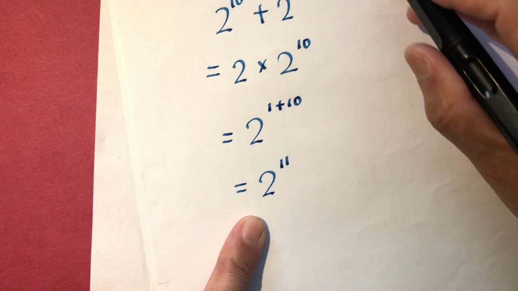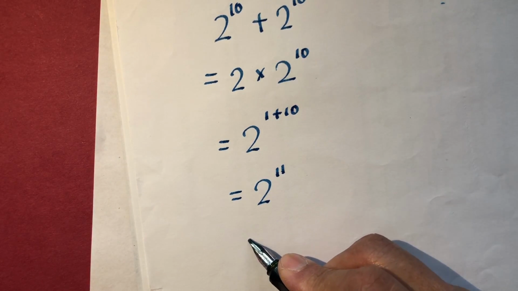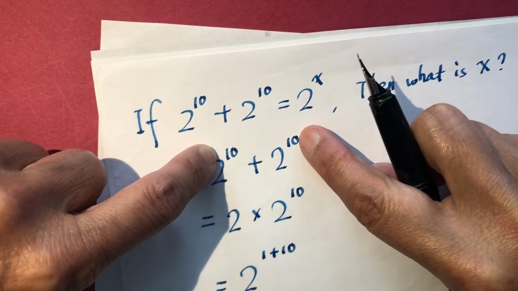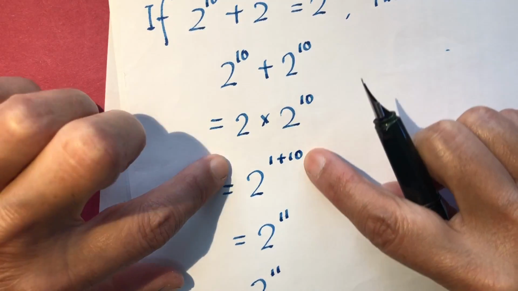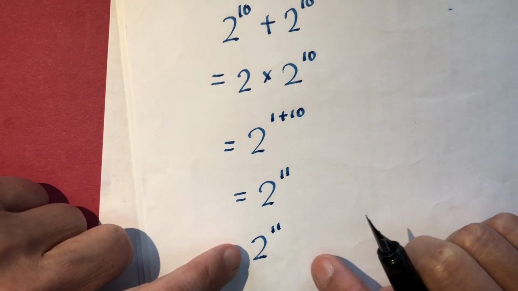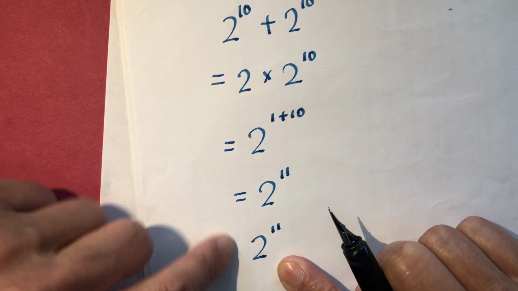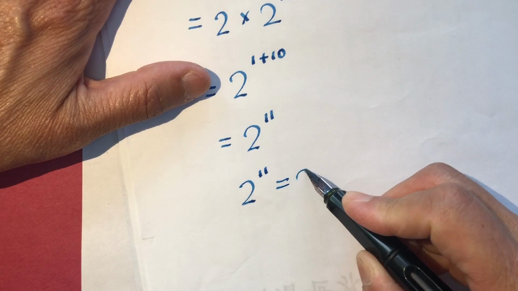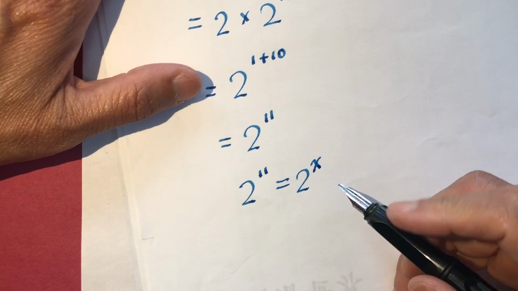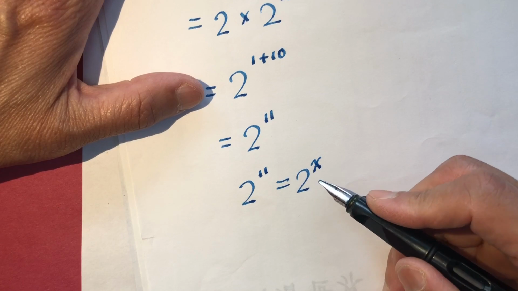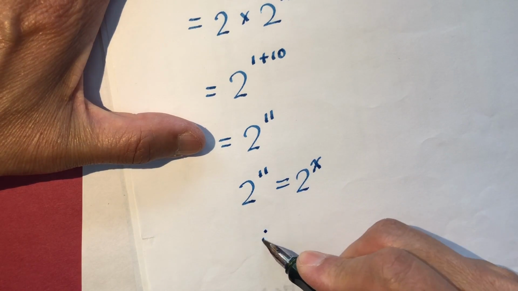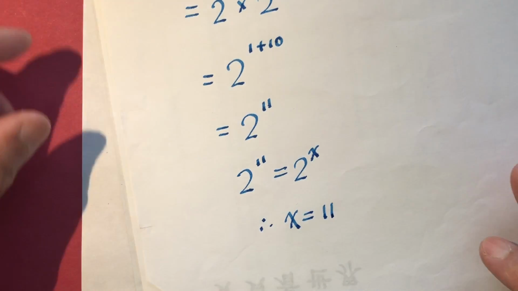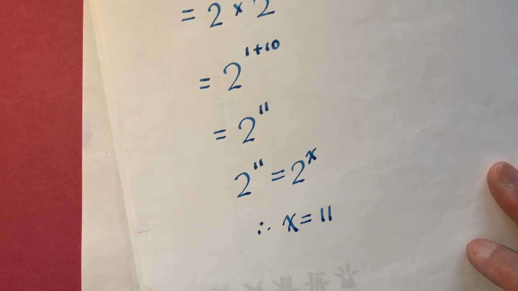So 2 to the power of 11, which is given, we logically, systematically, and step by step figure out this one. 2 to the power of 11 equals what? Equals 2 to the power of x. So there's no chance, the x can only be 11. So x equals 11. The value of x is 11.